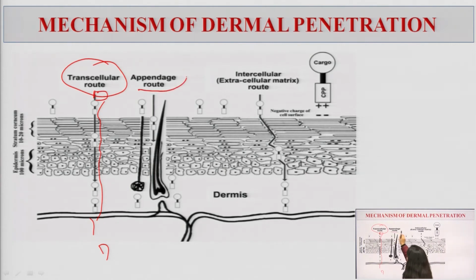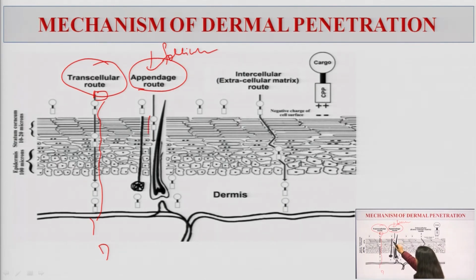Then another one is the appendageal route. It is often called the transfollicular route. It can also be called the follicular route. The follicular route is a result of the follicles that are present. Those follicles can be hair follicles, or the small sweat glands present on the surface of the skin, through which the transportation of a semi-solid dosage form might occur.